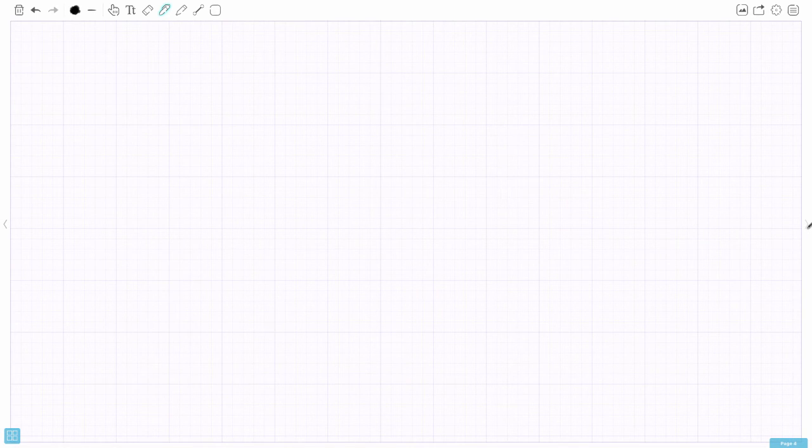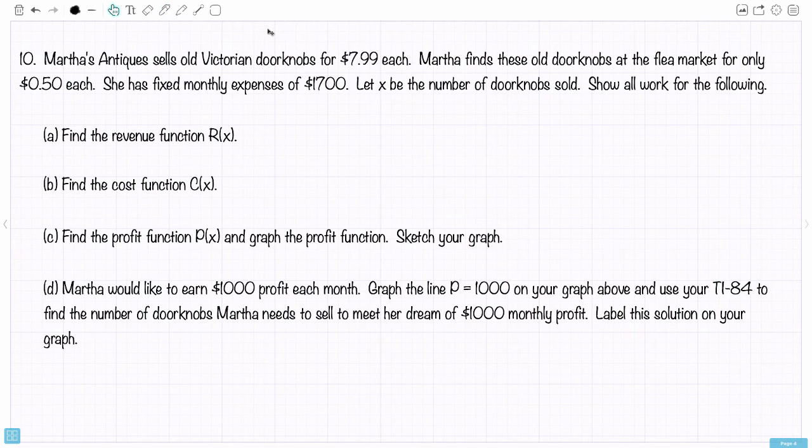And finally, number 10. Number 10 says, Martha's Antiques sells old Victorian doorknobs for $7.99 each. Martha finds these old doorknobs at the flea market for only 50 cents each. She has fixed monthly expenses of $1,700. Let X be the number of doorknobs sold. Show all work for the following.